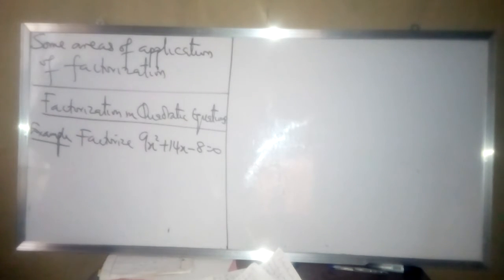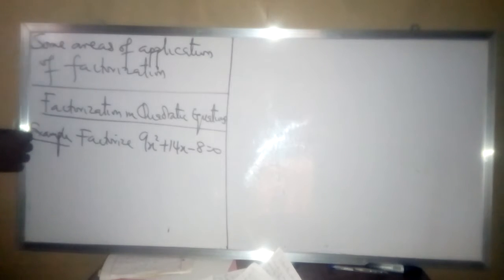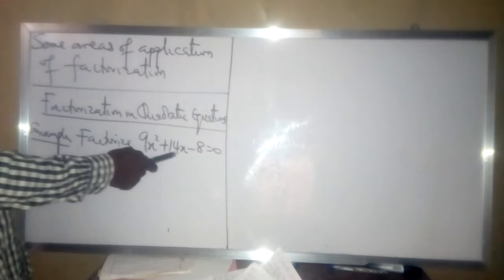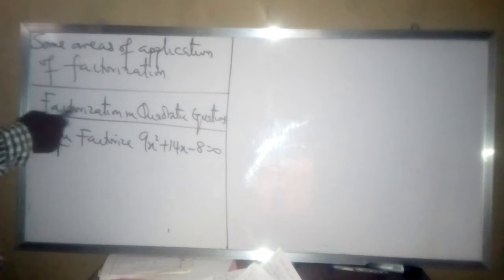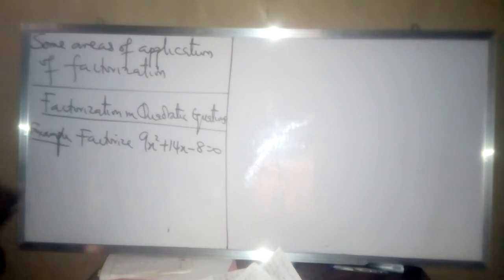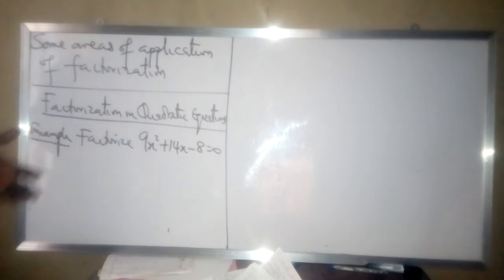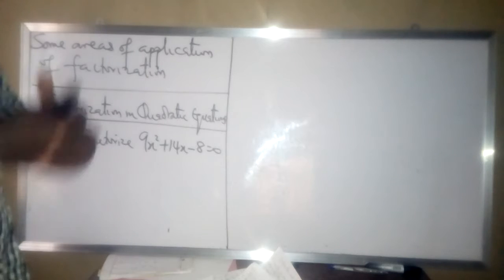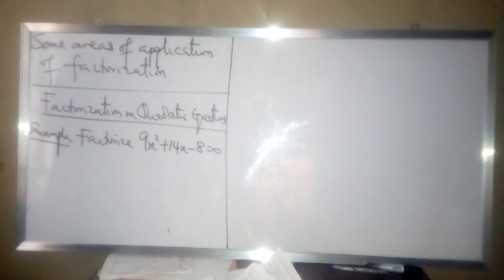In this example, we are to factorize 9x squared plus 14x minus 8. Here we want to look at factorization in quadratic equations. Factorization, like we have discussed in the previous video, is a very veritable tool that is used in solving quadratic equations. But it has so many applications in mathematics. One of the applications of factorization is in quadratic equations. Let us look at this example. Factorize 9x squared plus 14x minus 8 is equal to 0.